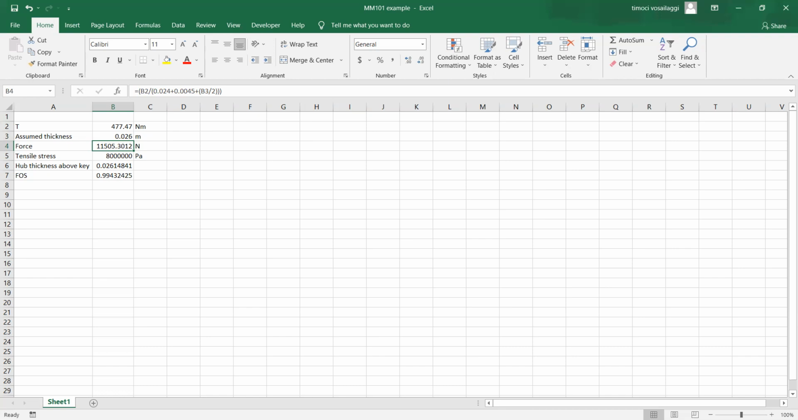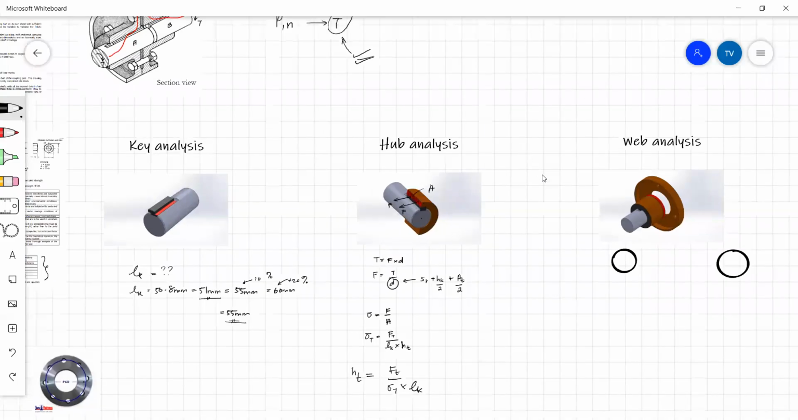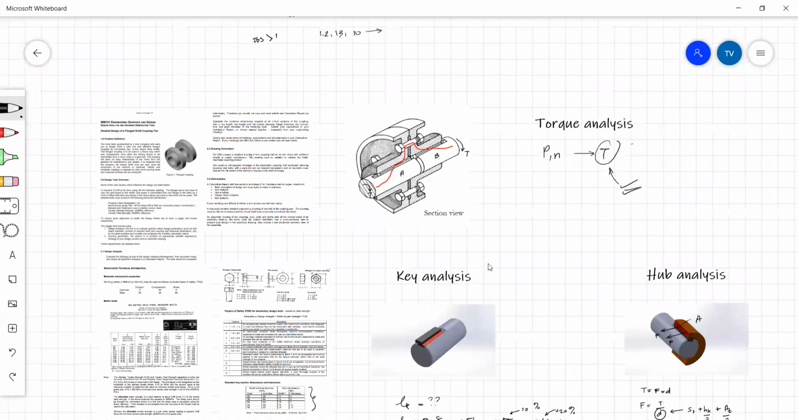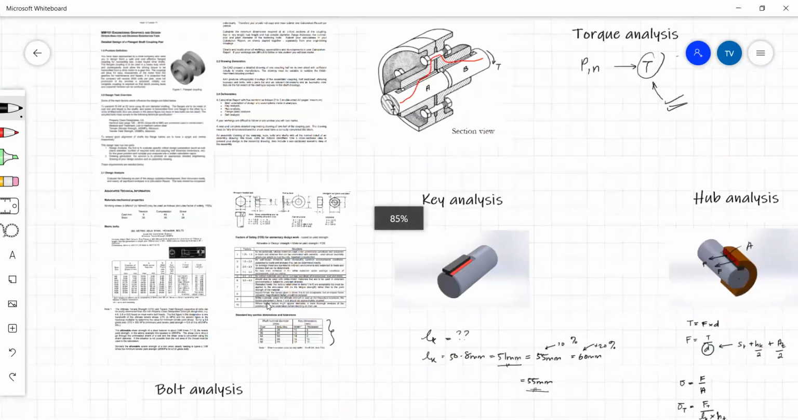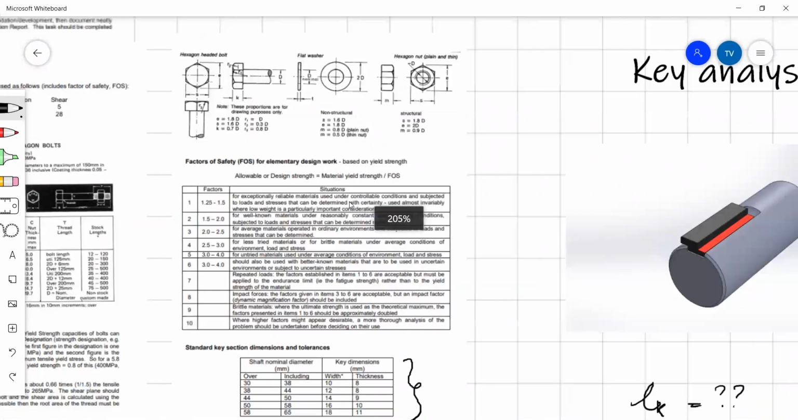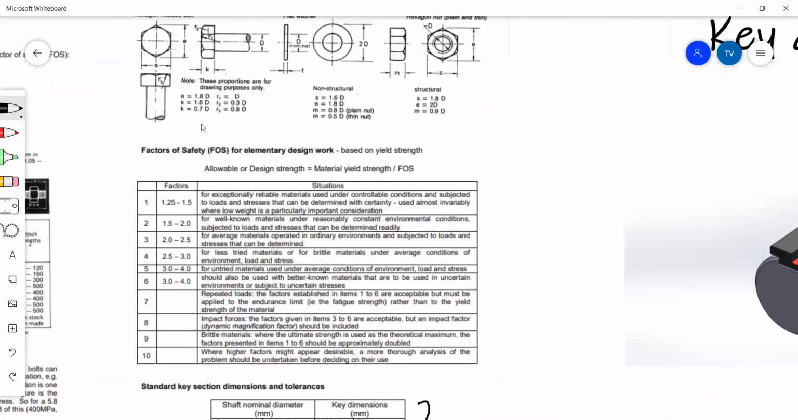Now let's go back to the sheet given to us for our assignment, and let's look at this table here on the last page. It gives us factors of safety for elementary design work. And these are the different factors of safety depending on the situation.